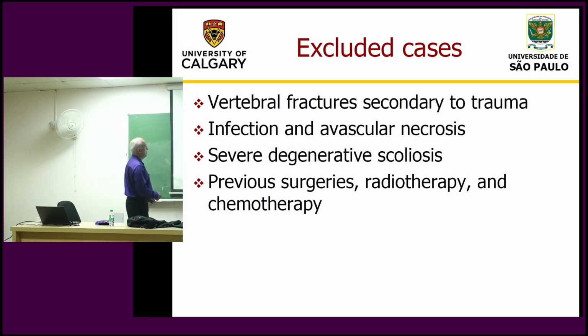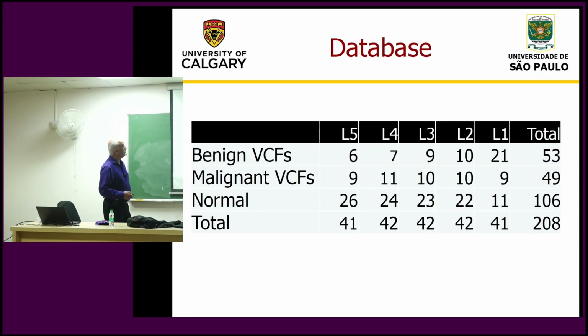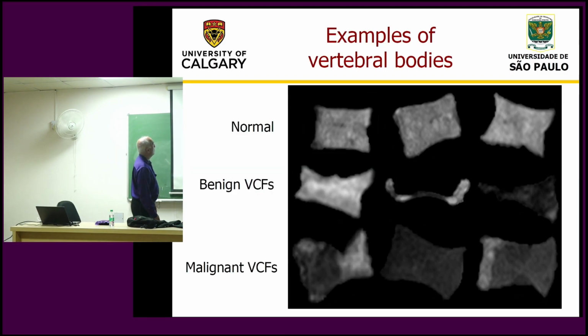There were some cases excluded: vertebral fractures due to trauma, infection and avascular necrosis, degenerative scoliosis where the shape changes quite a bit, previous surgeries, radiation therapy, and chemotherapy. The database, we had so many L1, L2, L3, and so on, and that many number of benign and VCF, malignant and normal cases, or vertebral bodies in particular. I won't read all those numbers.